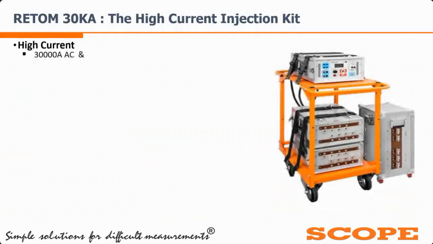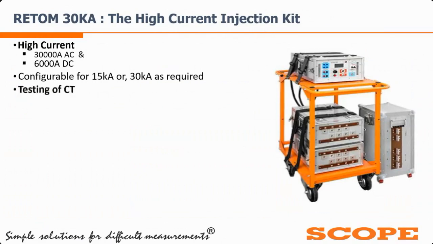This instrument is capable of injecting a maximum of 30,000 ampere AC current, as well as 600 ampere DC. We have configured this product in two categories, up to 15,000 ampere and 30,000 ampere, as per the requirement. What are the applications of Ratom 30K? We can test CT ratio, check CT polarity, and also demagnetize the CT.